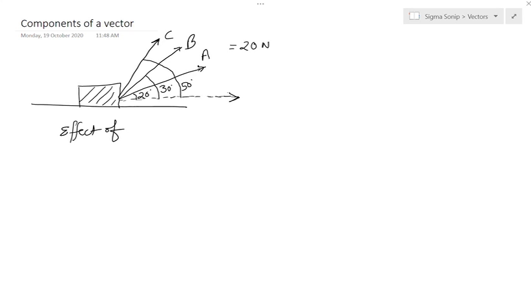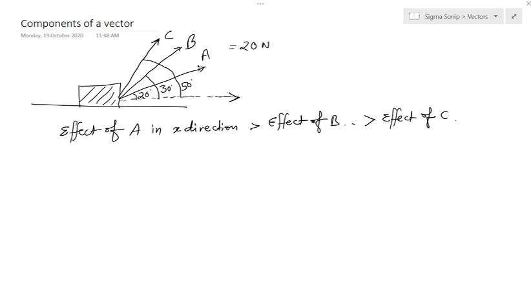Now this is an important statement, so I'll write it like this: effect of A in x direction is greater than effect of B, which is greater than effect of C. Now this effect is known as the component, right? So we can write this statement again by using a more technical term, and that technical term is component.